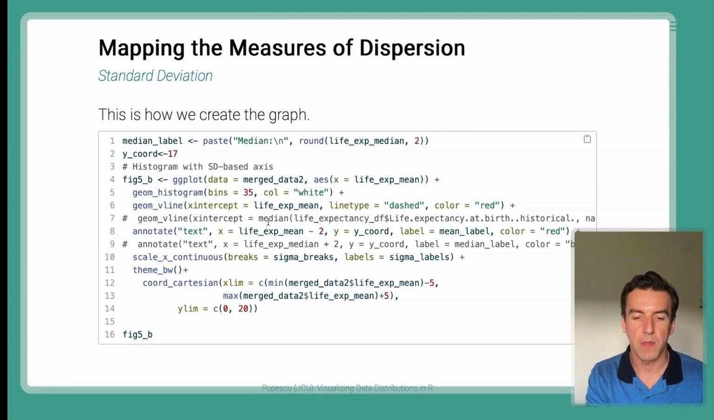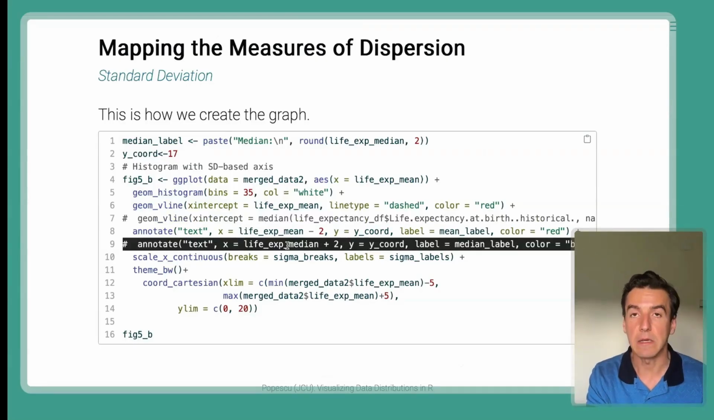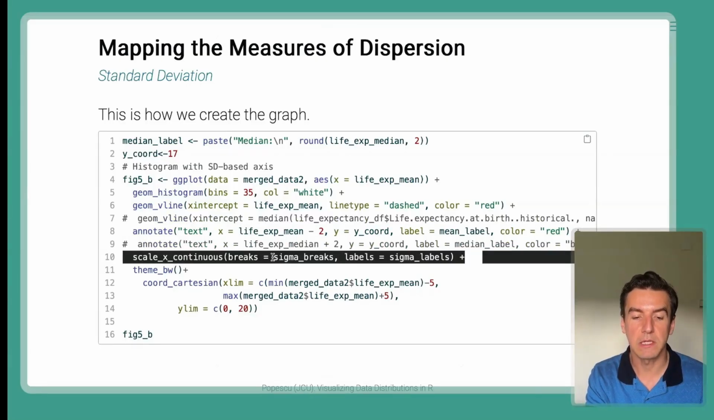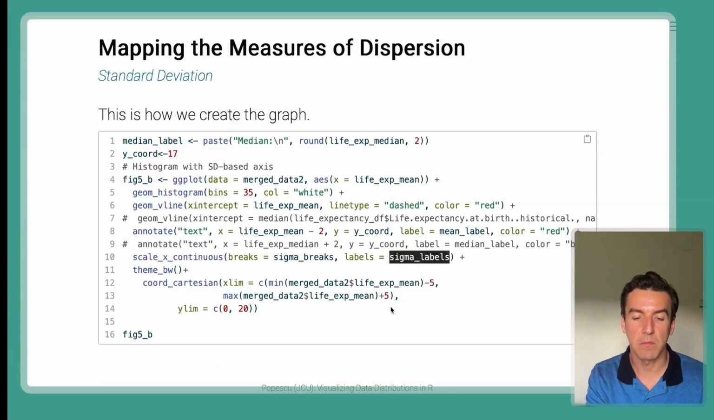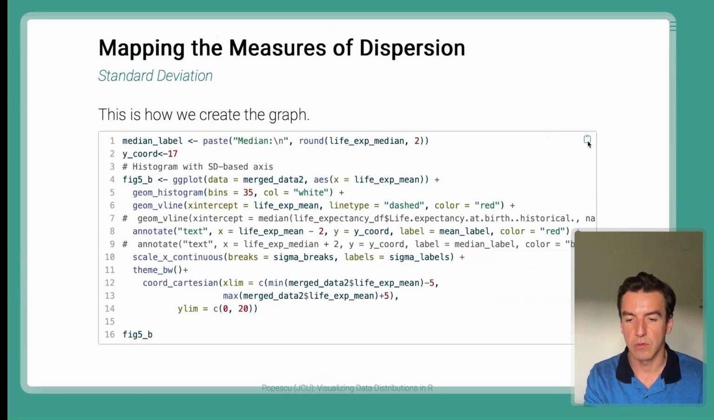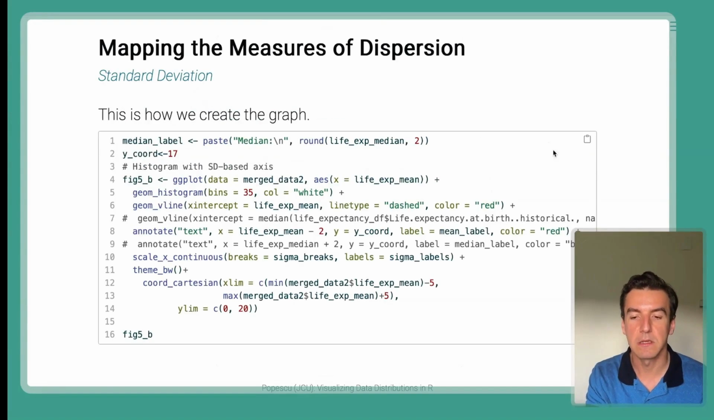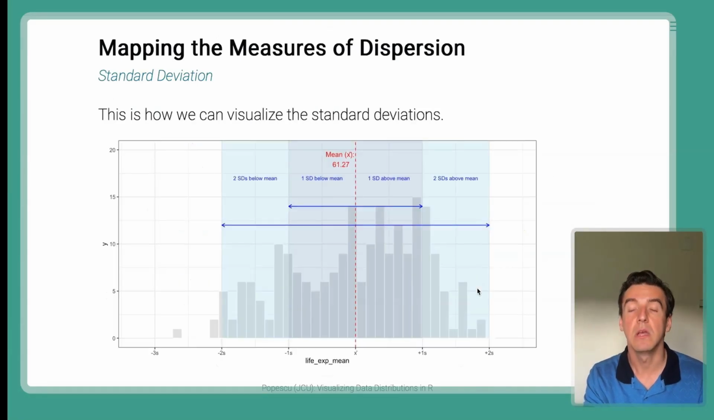So I'm removing the median for now, the label for the median, and I'm just now adding these sigma breaks and these sigma labels. So this is what this gives me. Don't worry too much about the code. If you just simply copy and paste this, you should be able to obtain the graph. The point behind this is to mostly show you conceptually how the standard deviation is connected to the mean and the distribution of our data.